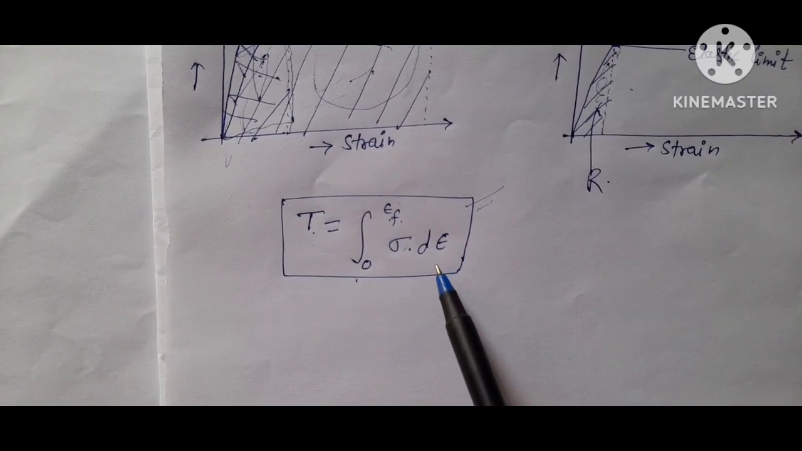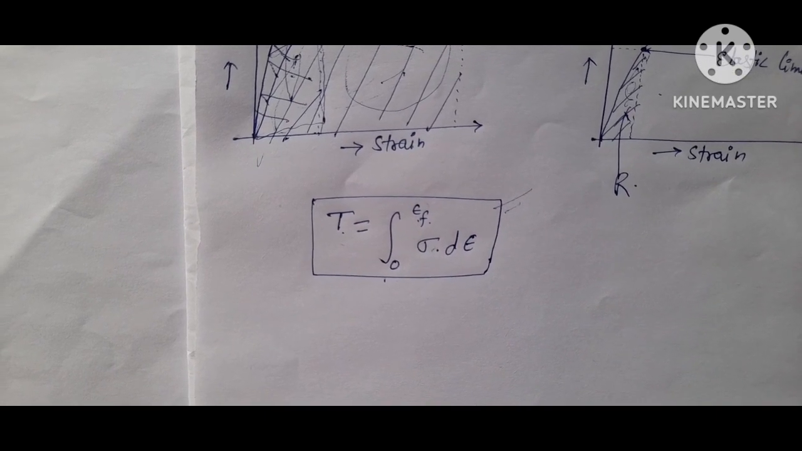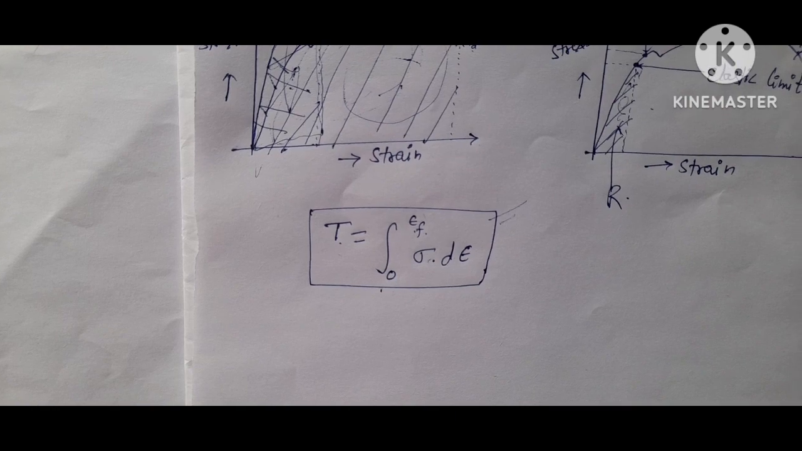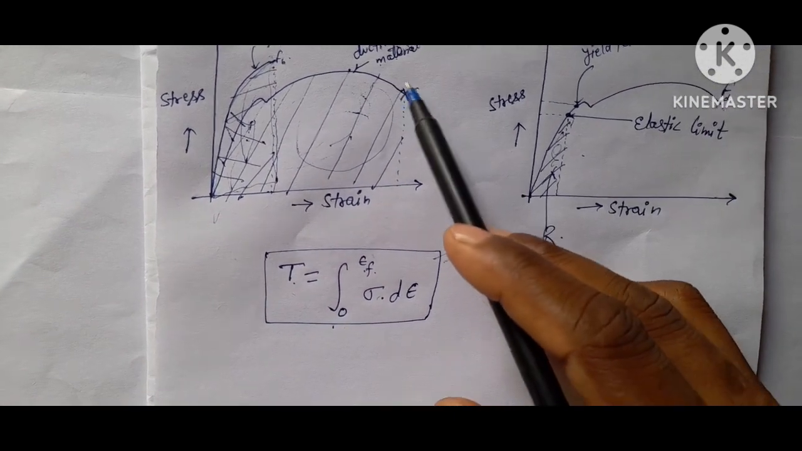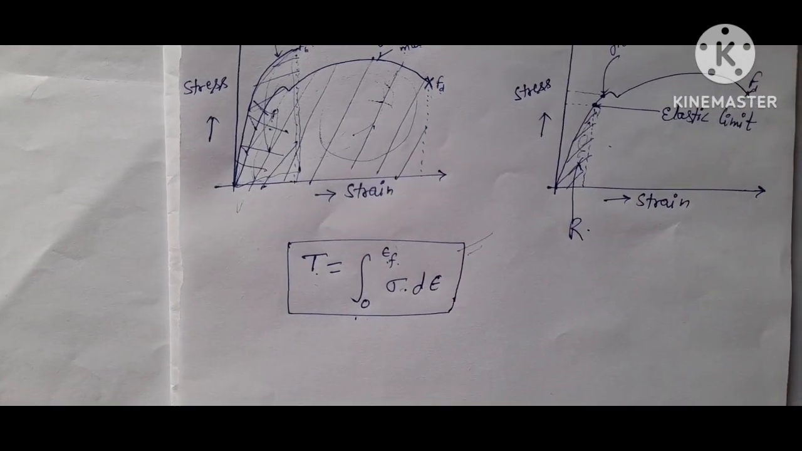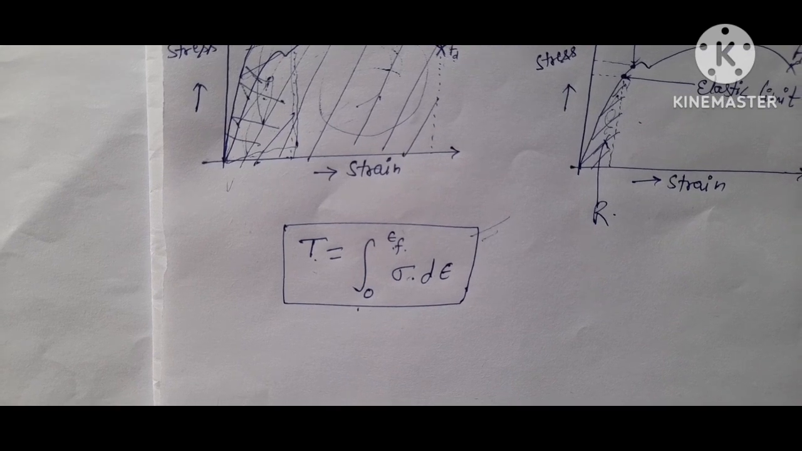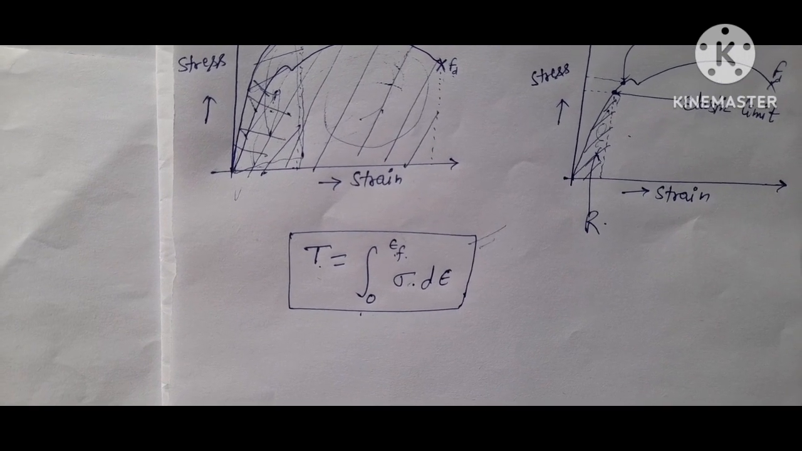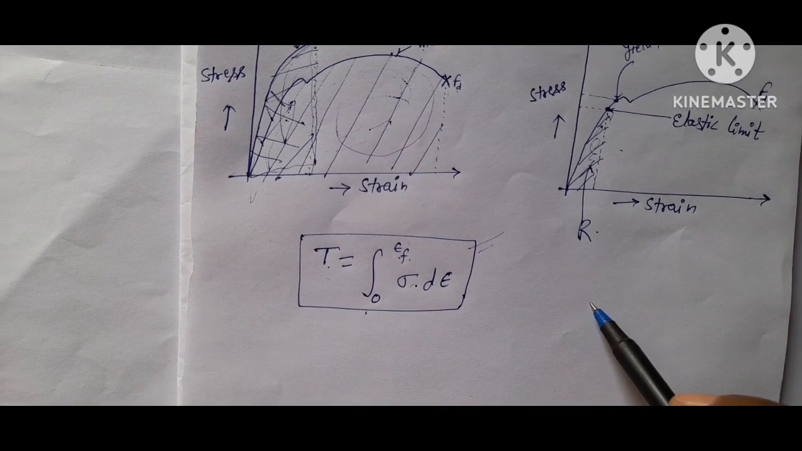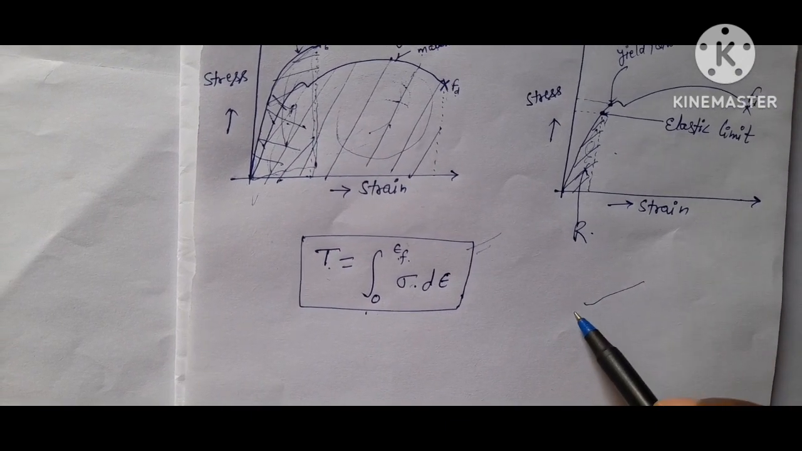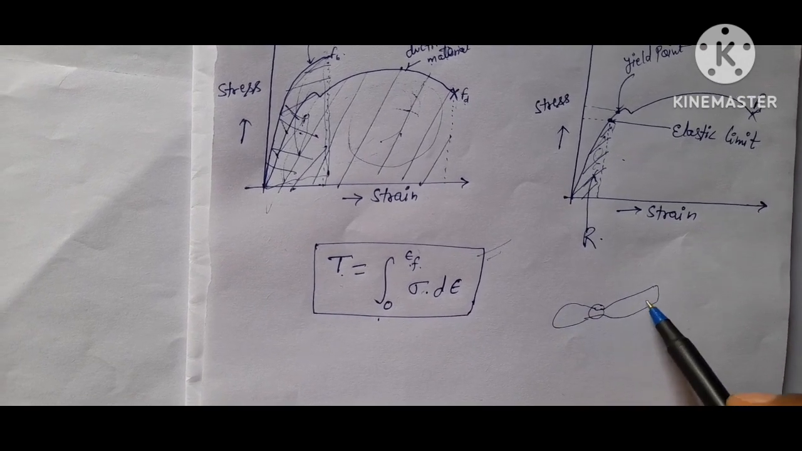So friends, you can say that toughness is the energy per unit volume, or specific energy, that has been dissipated up to the point of fracture. Note that this specific energy pertains only to the volume of material at the narrowest region. This is the narrowest region.